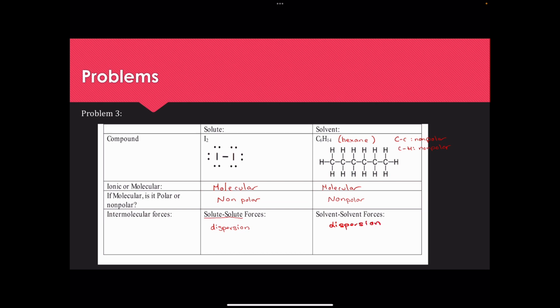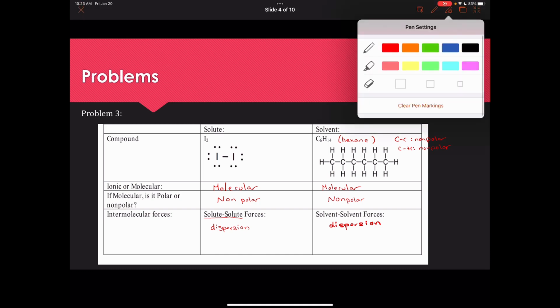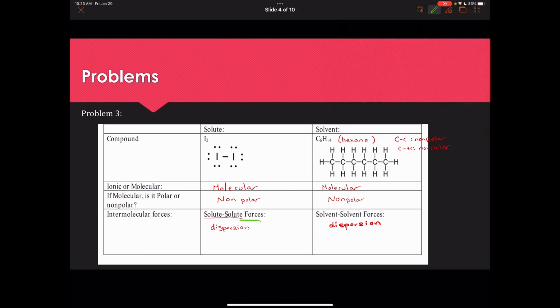So we're looking to see what causes these to mix. We're looking to see what forces these compounds have in common. The strongest force that they have in common that's going to allow them to mix will be the dispersion force. So dispersion will be the solvent-solute interaction. The iodine and the hexane are going to be able to mix and form a solution because they share those similar strength dispersion forces.